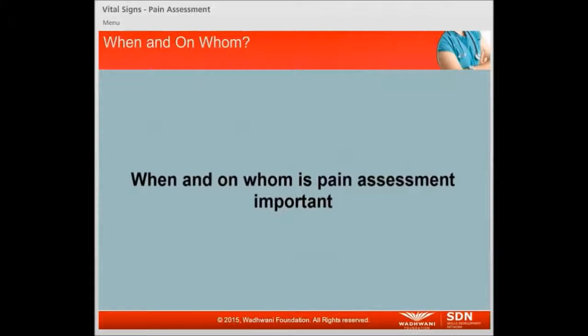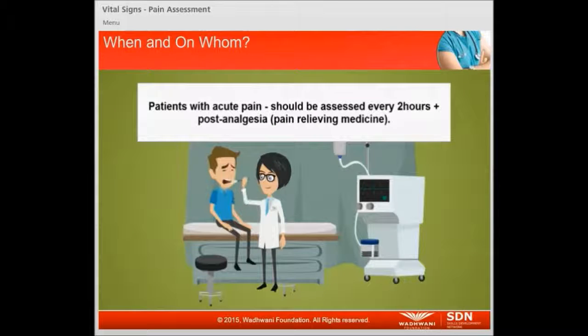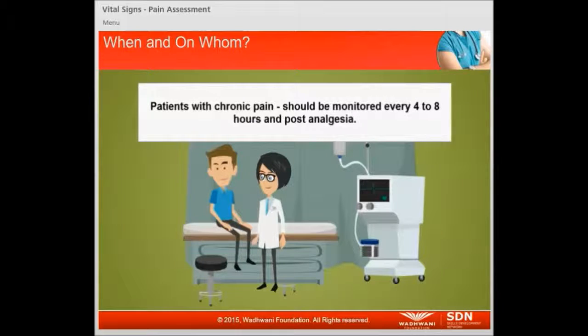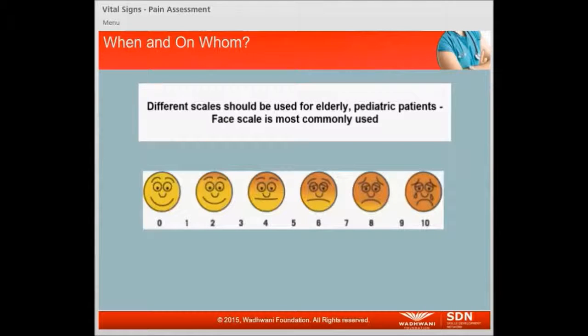Let's understand when and on whom pain assessment is important. Patients with acute pain should be assessed every 2 hours, plus post-analgesia, pain-relieving medicine. Patients with chronic pain should be monitored every 4 to 8 hours and post-analgesia. Different scales should be used for elderly and pediatric patients. FACE scale is the most commonly used.